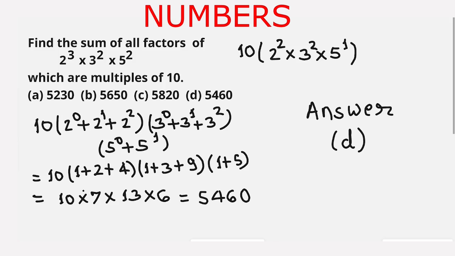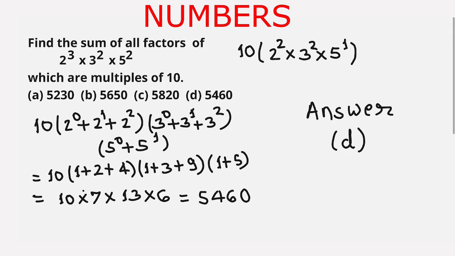I hope you have understood the method of solving such type of questions. In this question, we had to find the sum of all those factors which were multiples of 10. So we took out 10 out of the given number and then we took the sum of all the factors of the given number and then we again multiplied it by 10, so that we get the sum of all those factors which are multiples of 10. I hope you have understood the method of solving such type of questions.